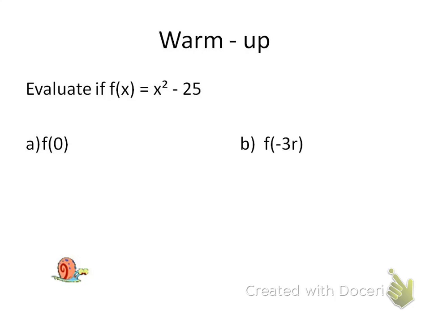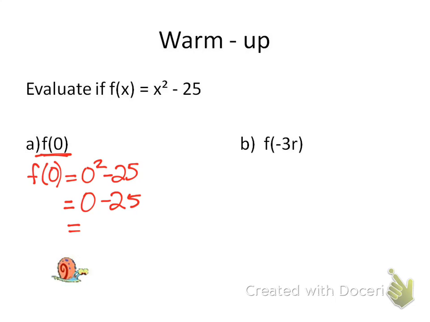All right, we're going to start today with this warm-up on the board. This right here means we want that function f of x evaluated at 0. So I'm going to go through and replace all the x's with a 0. What's 0 squared? 0. Minus 25. Negative 25. I heard somebody mumble it. Great. What are your questions on that one?